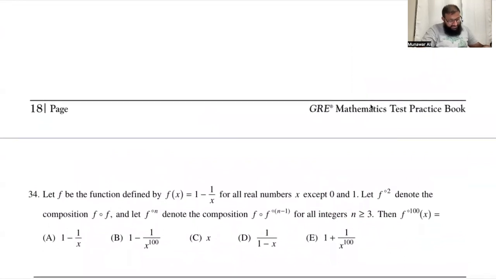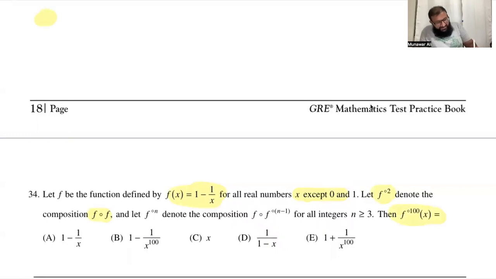Let me do it over here on the top. So I have a function which is given by this, and this is defined for every real number except 0, because at 0 this is not defined. 1/0 is not defined. This notation shows the composition of f and f. I have to find out this composition, f composed with itself 100 times.